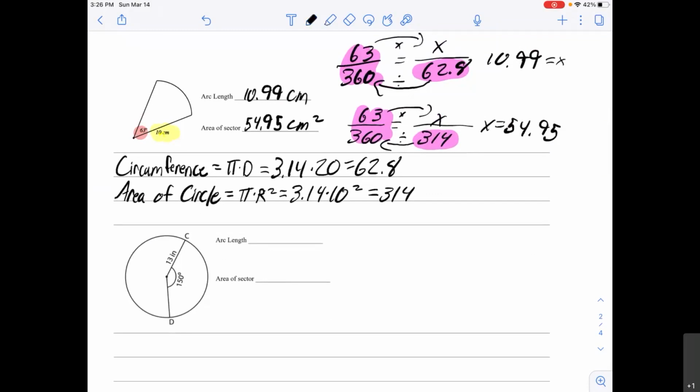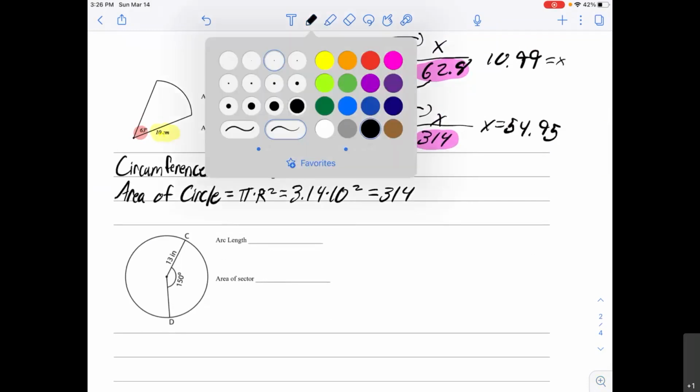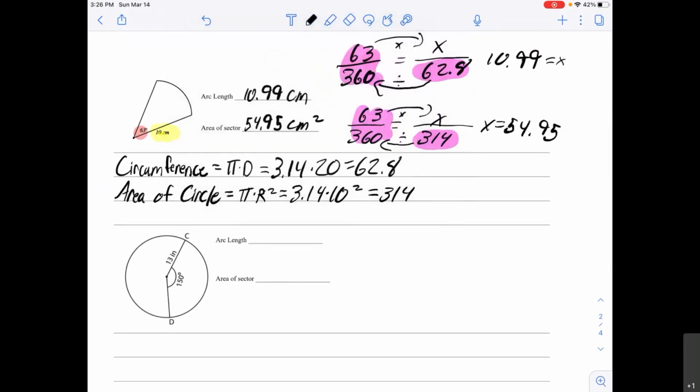Okay, so hopefully you have tried this problem at this point and are checking your work, but if not, that's okay too. So we're going to start with the arc length. As always, we're going to set up my proportion. For my proportion, of course, 360 goes over here. And then I can see that my degrees here is 150. So 150 goes on top.